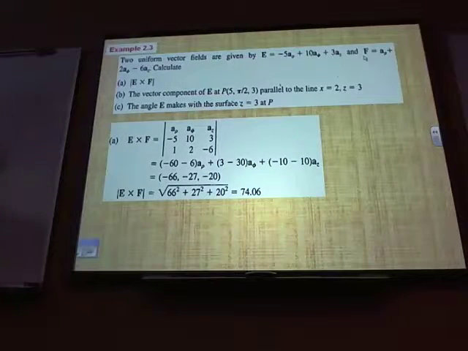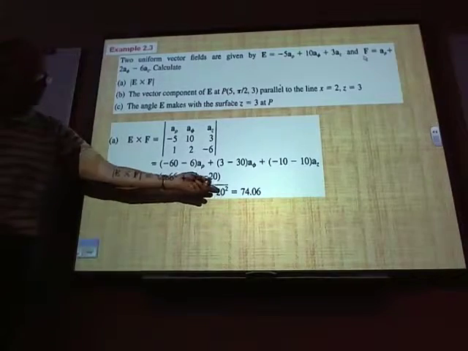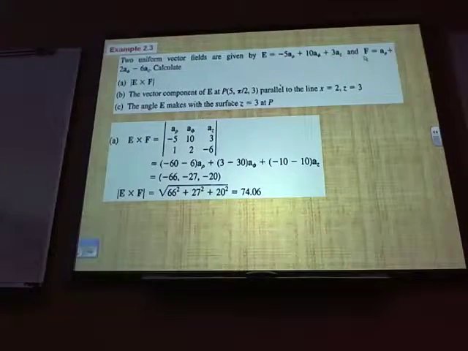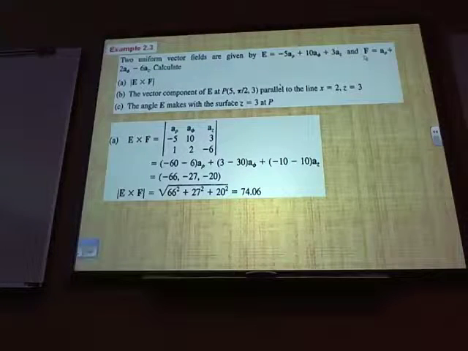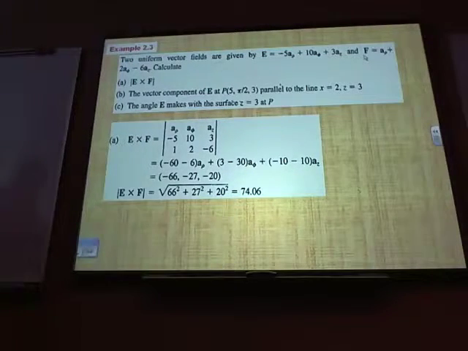So how do I get the magnitude? I take each one of those components and I square them. Okay? And take the square root of it. So there is 74.6. Yes, it is. Yeah, sure is.